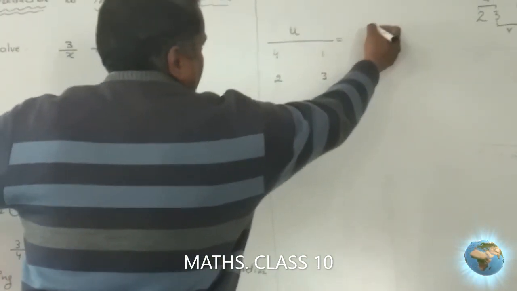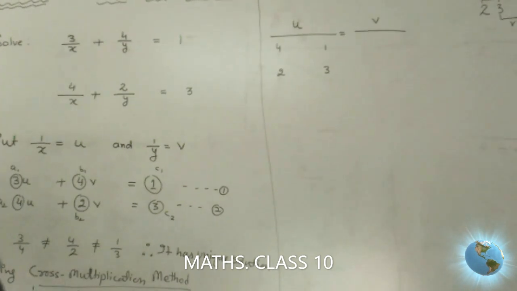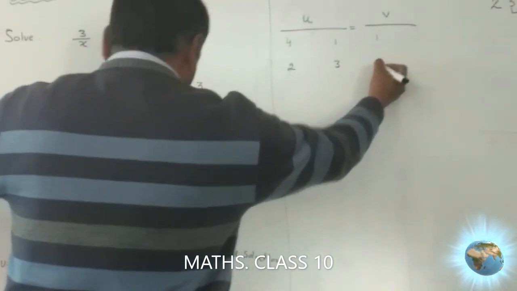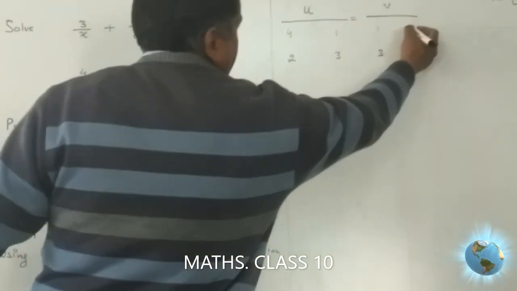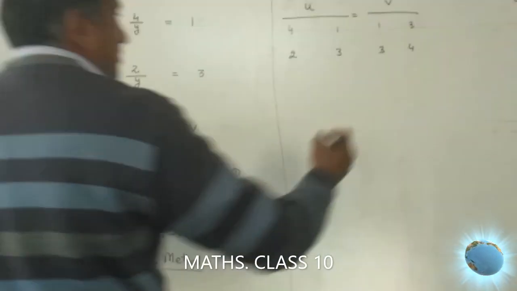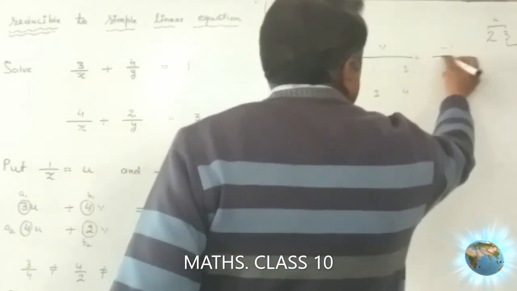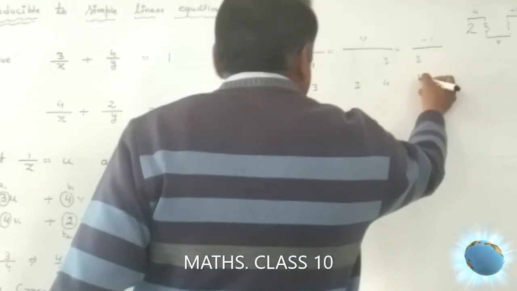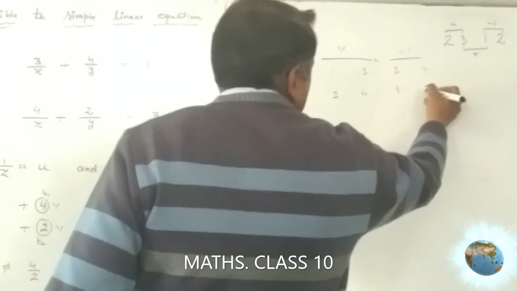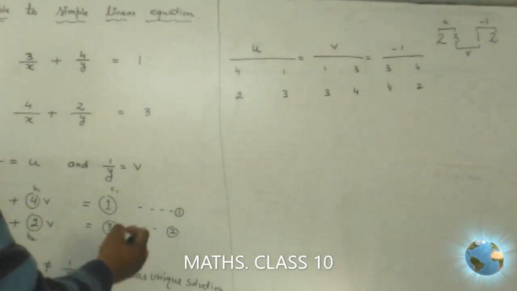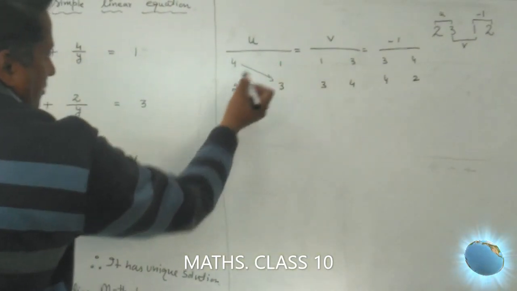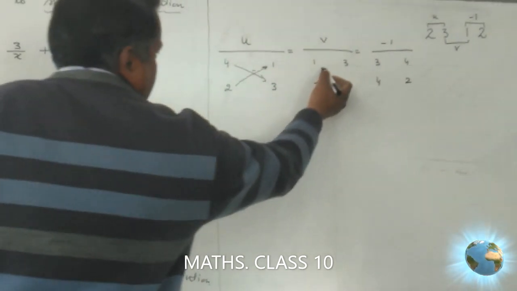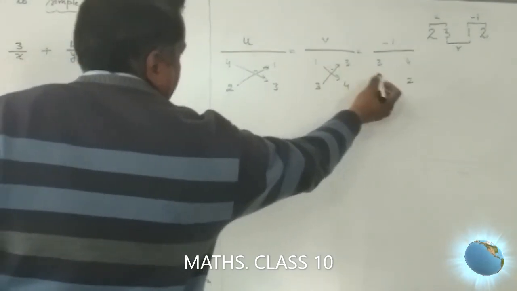Similarly, below v, we have the third and first columns. In the third column we have 1, 3, and in the first column we have 3, 4. Similarly, for minus 1, we use the first and second columns: 3, 4, and 4, 2. Now we have to use cross multiplication. We multiply 4 by 3 and subtract the multiplication of 2 and 1. Similarly, multiply and subtract.